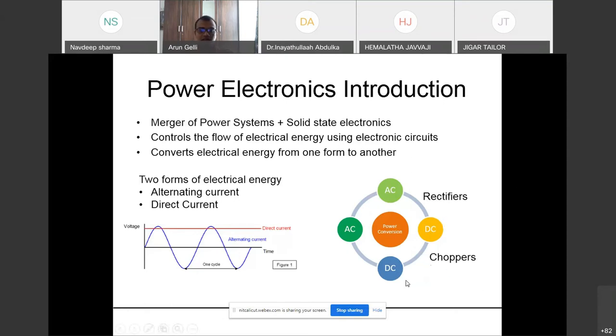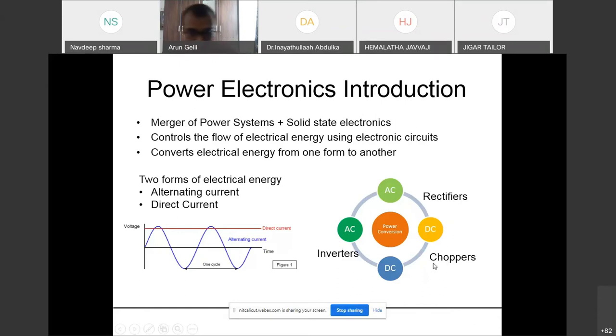And if you are converting from DC power to DC power, they are called choppers, usually from one level of voltage to another level of voltage. Let's say in the case of an electric vehicle, your DC bus voltage can be as high as 500 volts, but your control circuit can be 12 volts. So you need DC-DC converters for this particular application. They are called choppers or DC-DC converters.